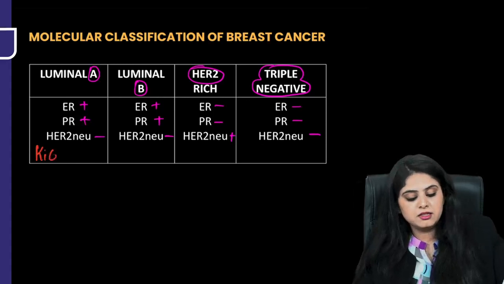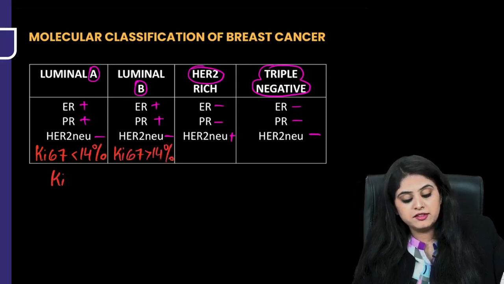So we came up with another marker called Ki67. Less than 14% is luminal A, and more than 14% is luminal B. What is Ki67? Ki67 is a proliferation marker. It is a proliferation marker, right?